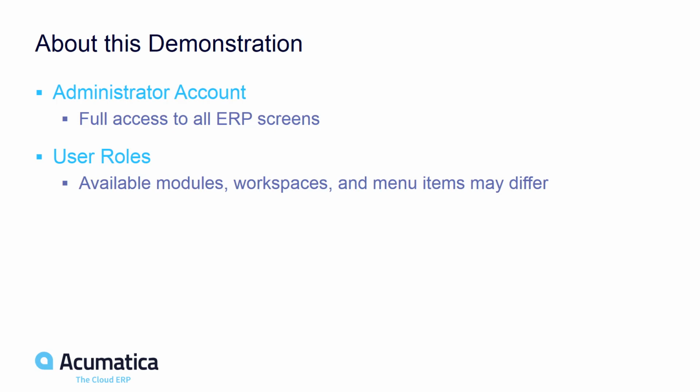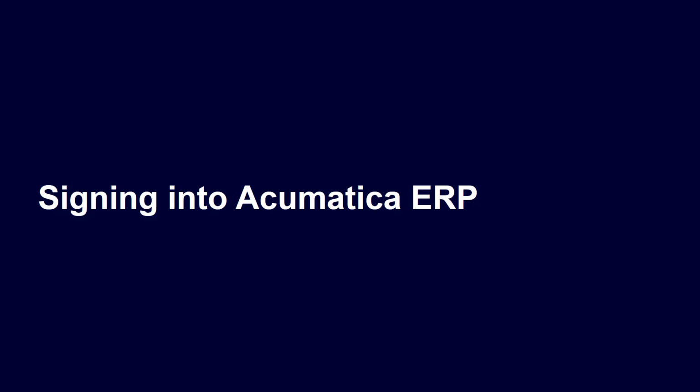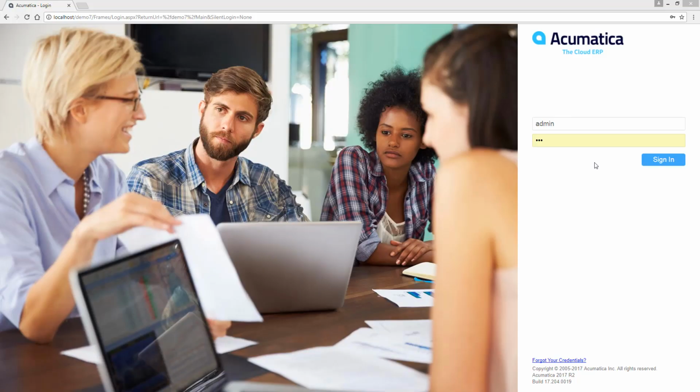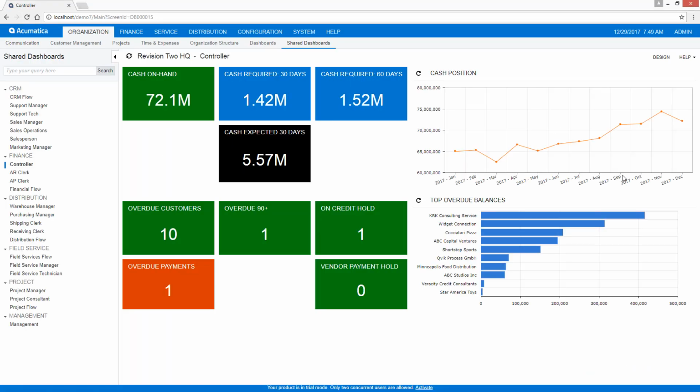Depending on the user role, menus, dashboards, and screen elements will differ because they are tailored to a user's specific needs. Signing in to Acumatica. Acumatica supports single sign-on and two-factor authentication. In this example, I log in using the username and password option. Once you are signed in, you see your home screen. The home screen can be any screen in the system, but is frequently a dashboard.